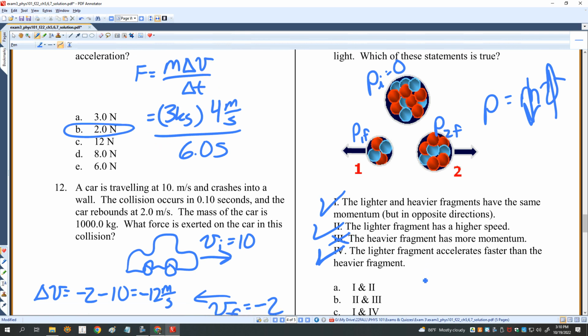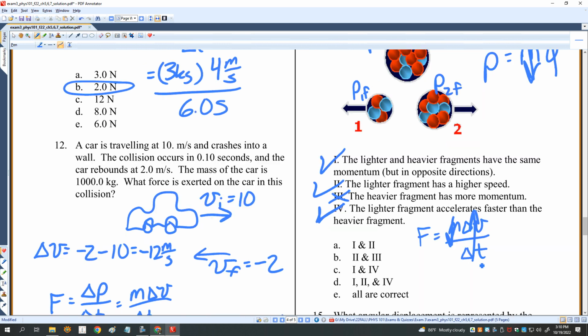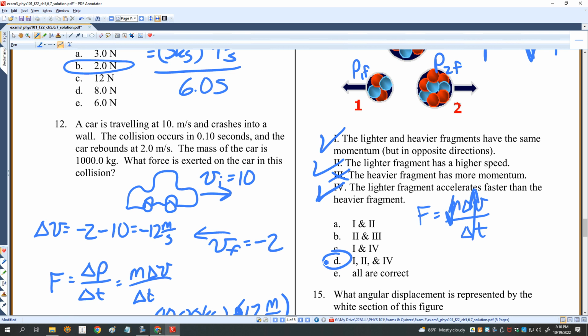Yeah, because F is equal to dp dt, or M delta V over delta T. And because the mass is so small, this is really big. I mean, that's just an application of Newton's second law. So this is the right answer.